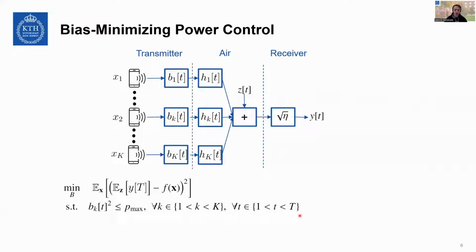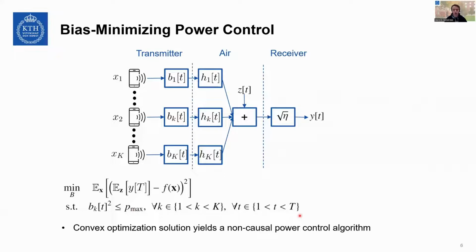Such a problem formulation could feasibly be solved using convex optimization methods. However, the resulting solution is a non-causal power control algorithm. What I mean by this is that in order for the devices to implement the power control algorithm that comes out of this optimization problem, they would have to know future channel coefficients that haven't been estimated yet. Such a solution might be interesting as, for instance, a theoretical baseline, but in this work, we're interested in creating something more practical.